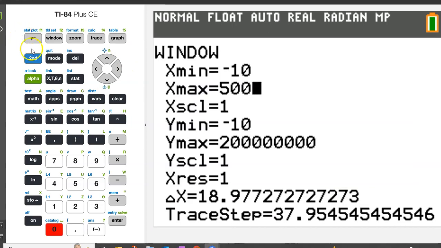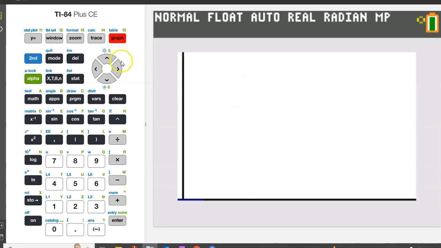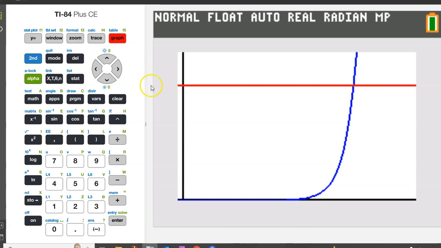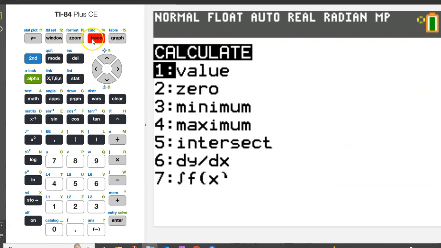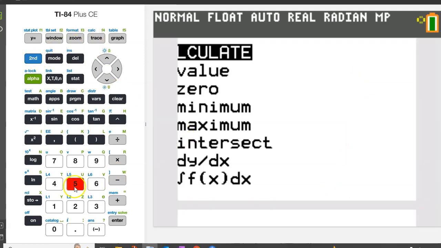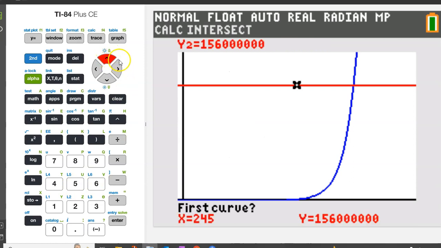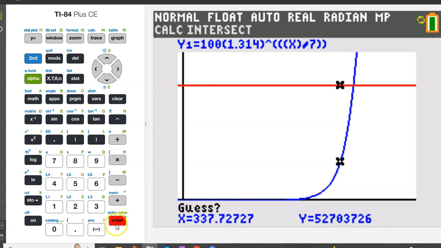Wow. That was nowhere close. I'm bumping X max up to 500. Let's take a look. Alright, there we go. The solution will be this intersection point. So let's hit second trace, option 5 for intersect, move the pointer close to the point of intersection, and hit enter 3 times. Enter, enter, enter. Kabam!